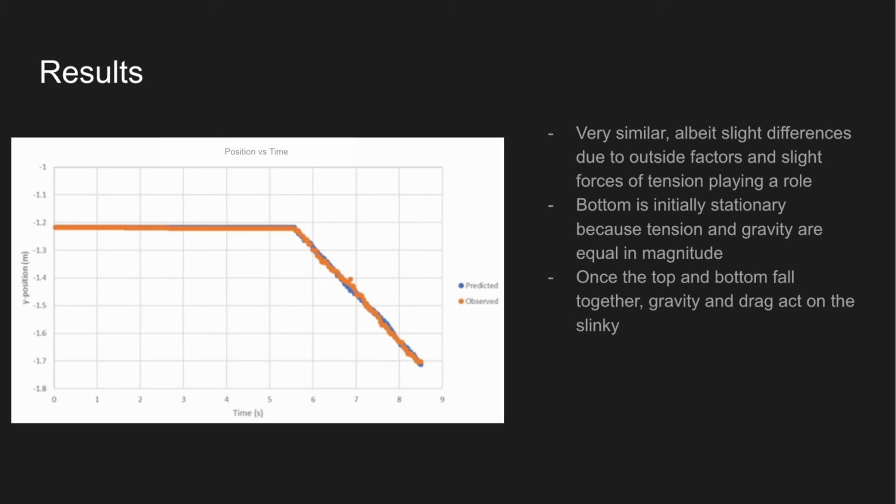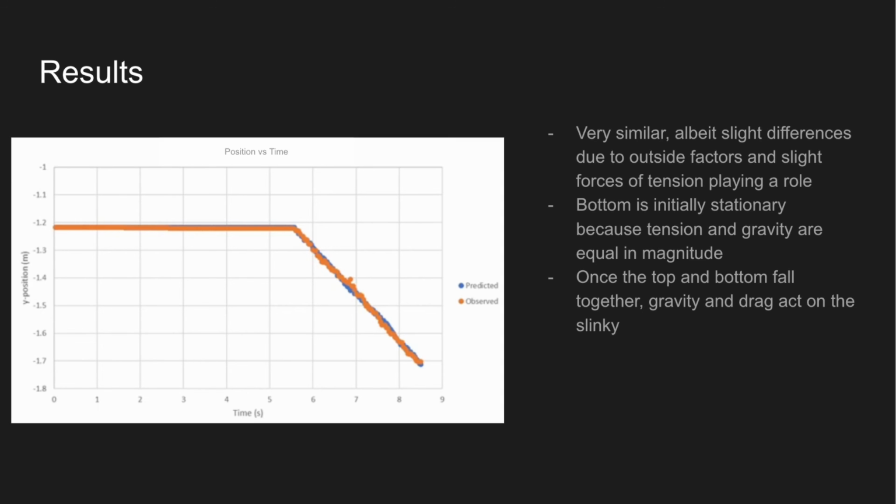After running through my computational model, I went into a spreadsheet and was able to plot the position versus time of the observed video using Tracker and the computational model together. As you can see, they are very similar, albeit with some slight differences, which can be due to outside factors such as wind and other forces that weren't accounted for, as well as a slight force of tension playing a role in the drop component that I didn't include in my computational model.